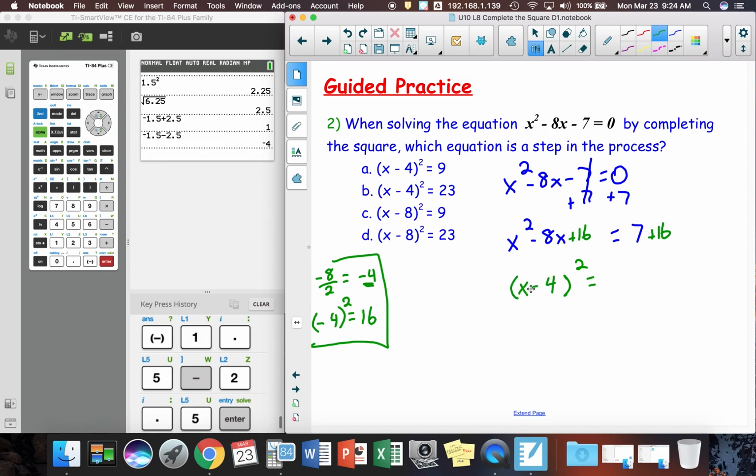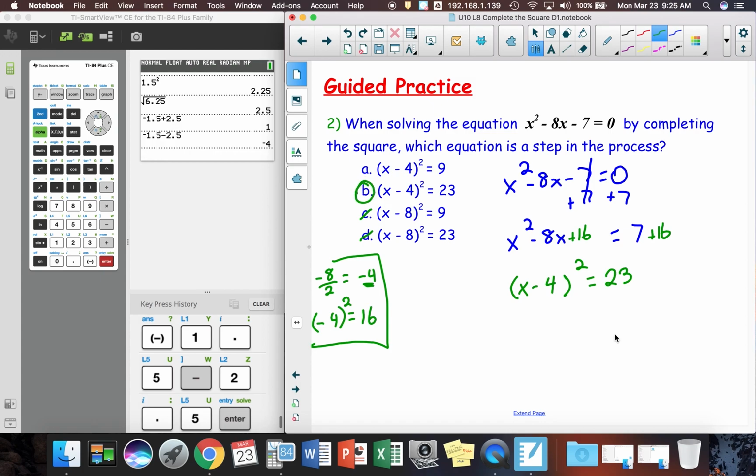Now I know for sure I can eliminate 2 answers. I can eliminate C and D. We don't need that 8. It needs to be 4. Alright, and then on the right side I have 7 plus 16. 7 plus 16 is 23. And now I definitely have my answer.